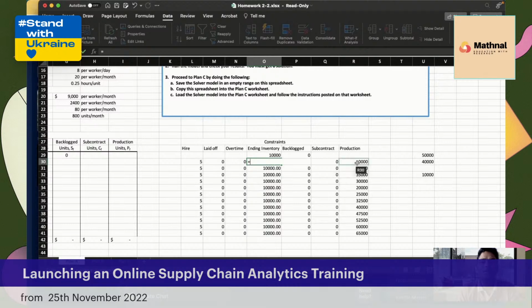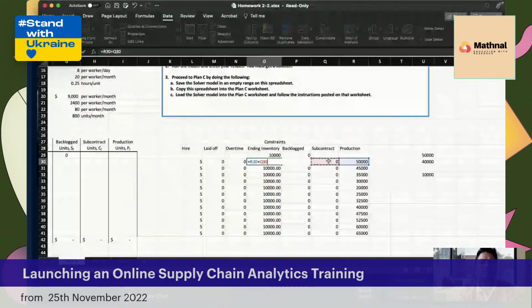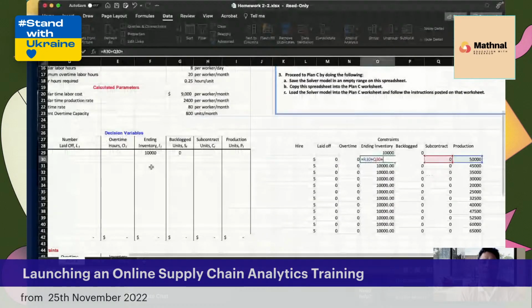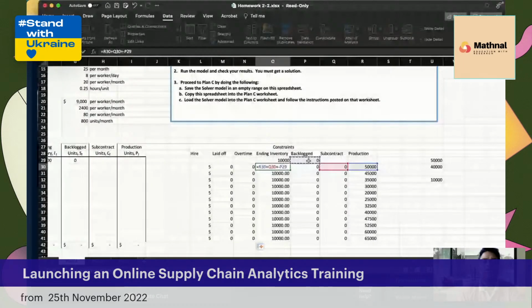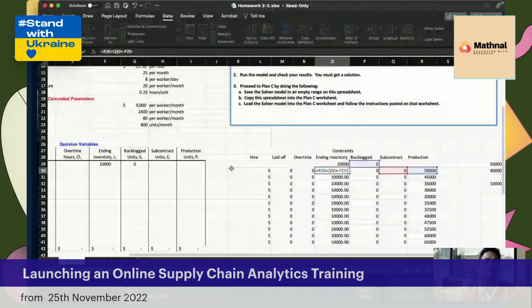So first I go and understand the production, how much production I'm going to do, how much subcontracting I'm going to do. Okay, then how much backlog I have to supply, minus, and how much is my forecast.